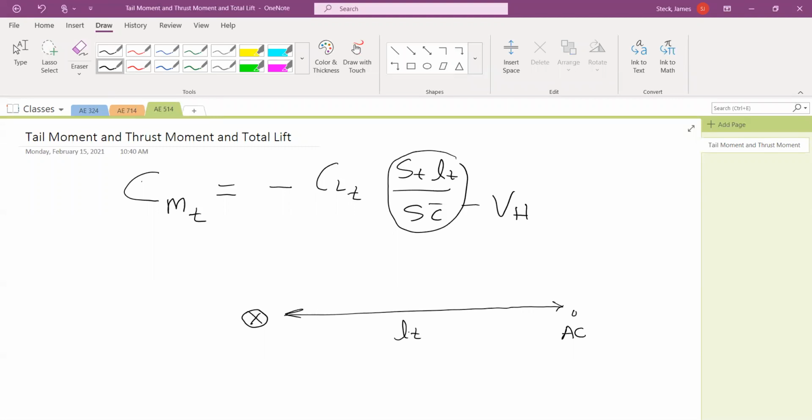Which is fine, except sometimes, in fact often, the CG can be in different positions. So that means LT changes whenever the CG moves to a different position. Sometimes it's convenient to use another dimension called LT bar. That's measured to the aerodynamic center of the wing.